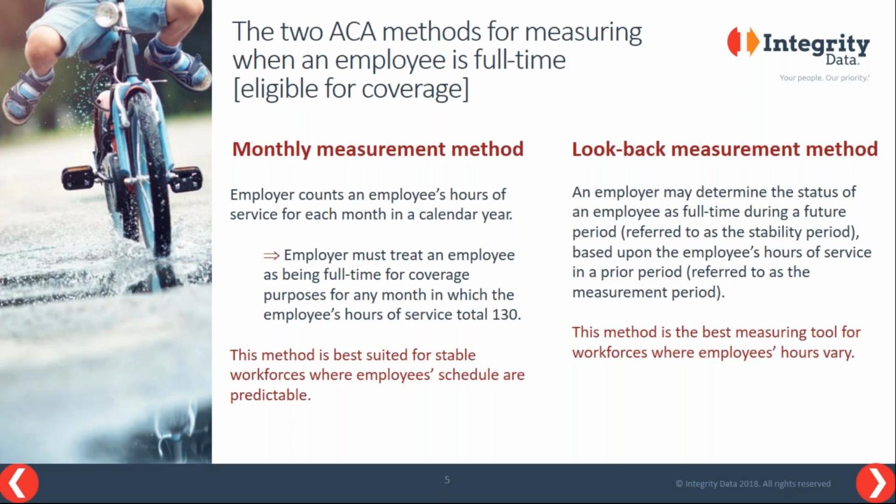This method allows an employer to determine the status of an employee as full-time during a future period, referred to as the stability period, based upon the employee's hours of service in a prior period, referred to as the measurement period. This is the preferred method because it establishes a testing period where eligibility is determined not based on a single month, but on average weekly hours over a period of no less than 3 months and no more than 12 months. It allows a smoothing of hours, which might spike 1 month to over 130, but remain well under 130 the rest of the months.